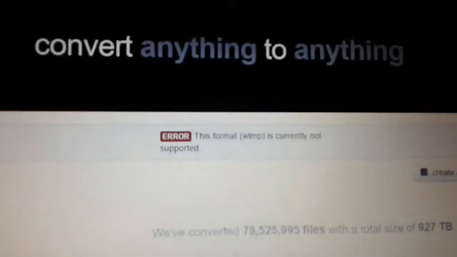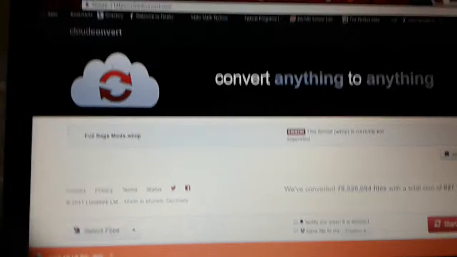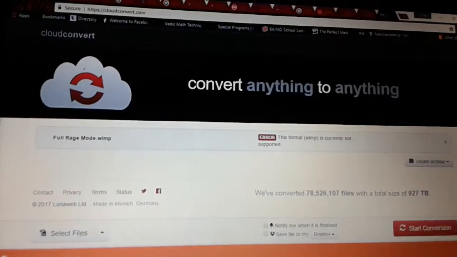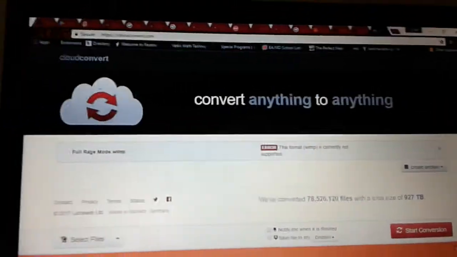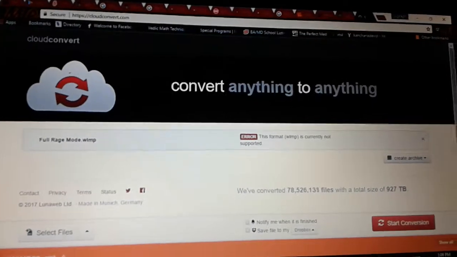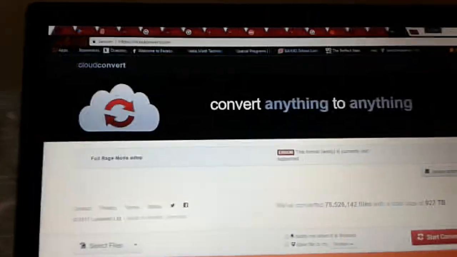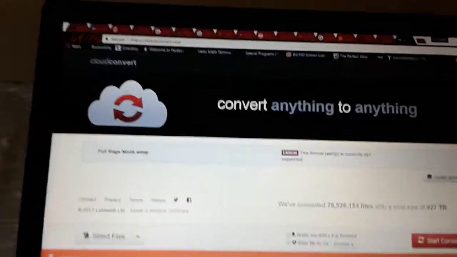wow, it should be convert anything but a WLMP file to anything but a WLMP file, like, honestly. Alright, so I don't think there's any way to convert a WLMP file without paying money, so I don't know. Alright, whatever, that was basically it.